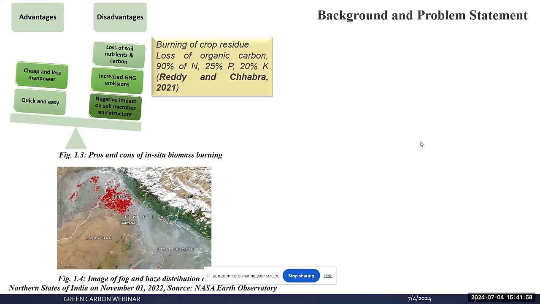And this is the image released by NASA, where we can see the sites of crop residue burning over a few Indian states, which causes harm to the human environment.